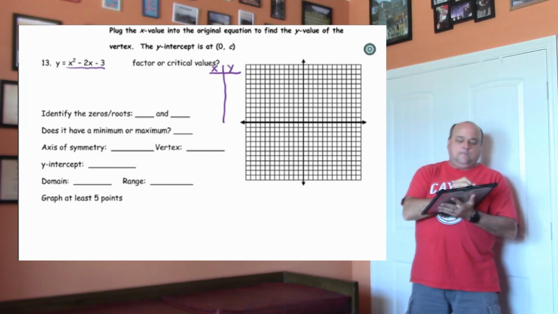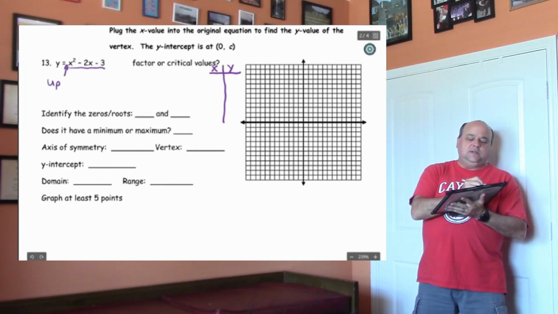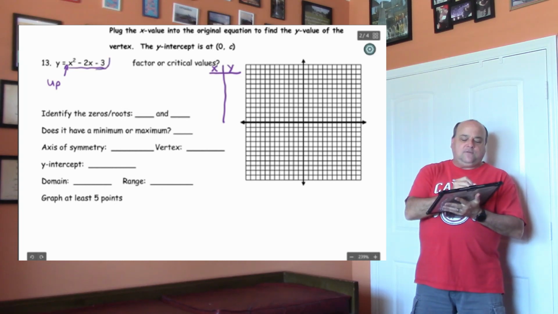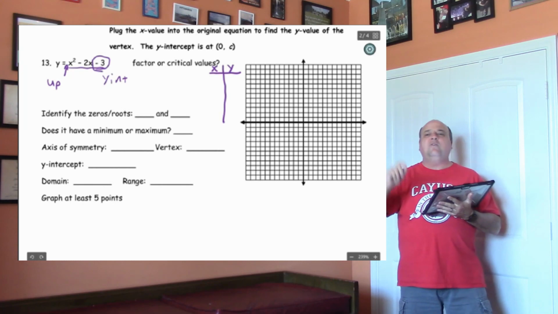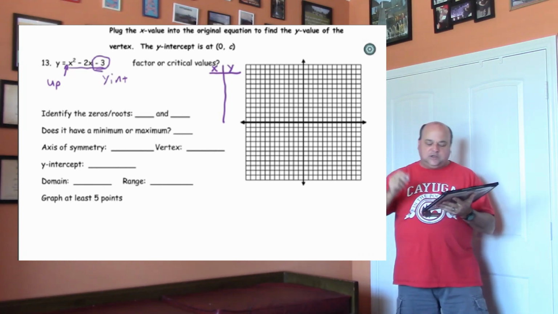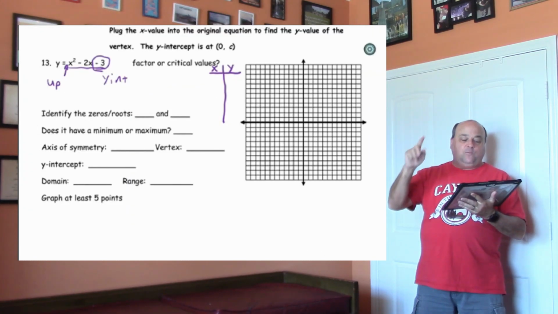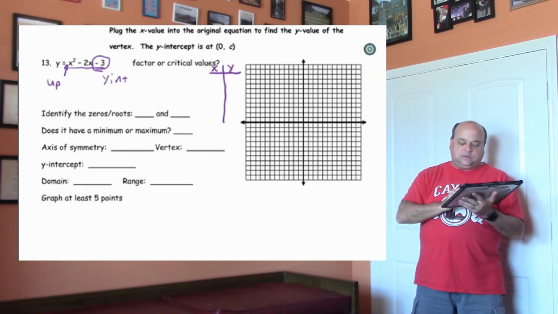Before we graph it, the x squared is positive in it. That means it opens up. And the -3 is going to be my y-intercept. I know that right off the bat before I even graph it. It's going to open up. The y-intercept's -3. So let's go to our calculator. And we're going to graph x squared minus 2x minus 3.